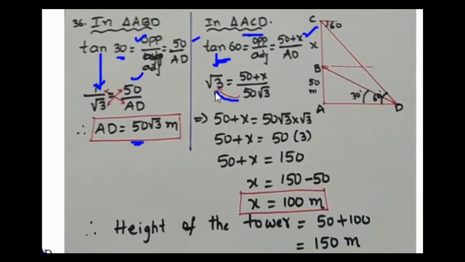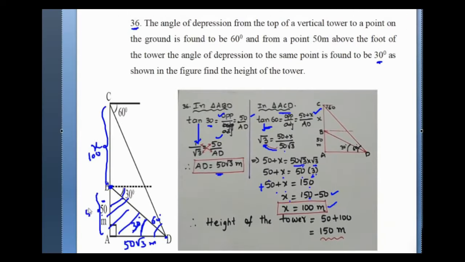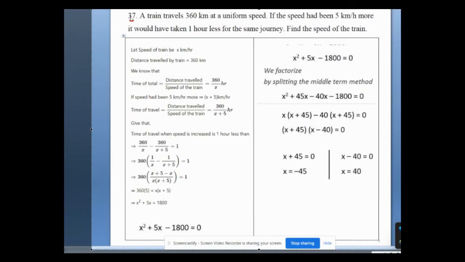So when division goes to that side it will become multiplication, 50 into root 3 and root 3. 50 into root 3 and root 3 is nothing but root 3 into root 3 is 3. 50 times 3 is 150. So 50 plus x is 150. X is equal to 150 minus 50. When plus 50 goes to the other side it will become minus 50. 150 minus 50 is 100 meters. So this part of the tower is 100. In the question they have given AB as 50, and we got BC, the other part of the tower, as 100. So height of the tower is 50 plus 100. Total is 150 meters. We'll see the 37th question now.